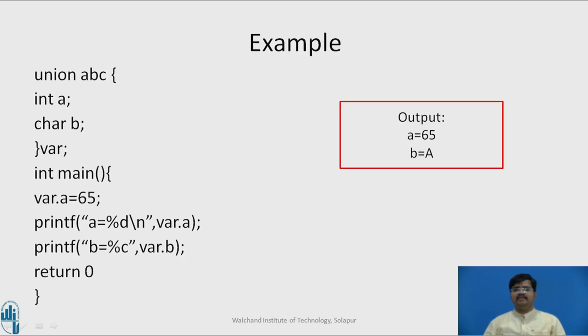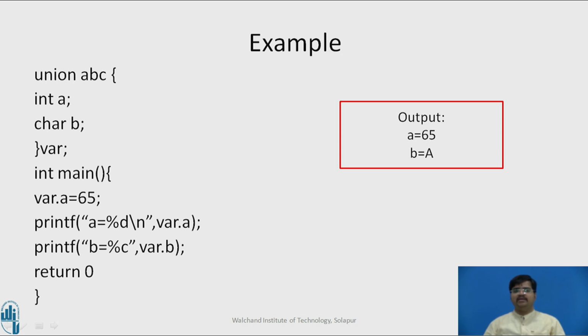So observe the example. Union ABC is declared containing two variables, A and B. A's type is integer, B's type is character. After that, we have declared one variable of the union. After that, in the main function, we will write var dot a equal to 65.